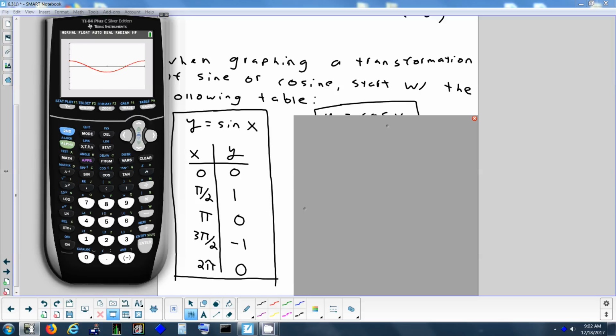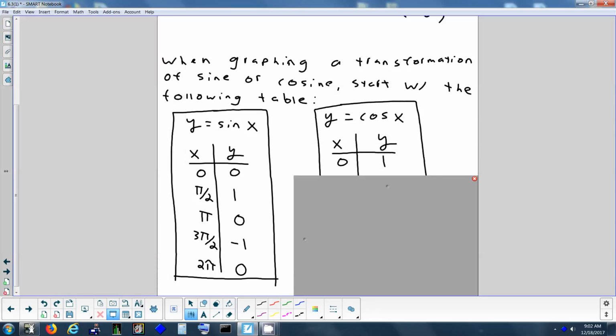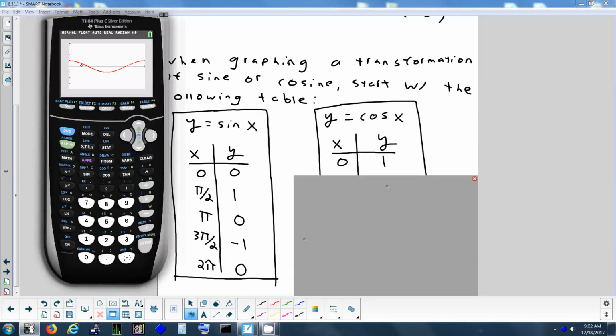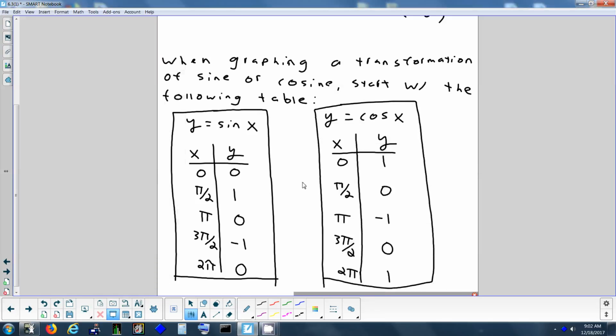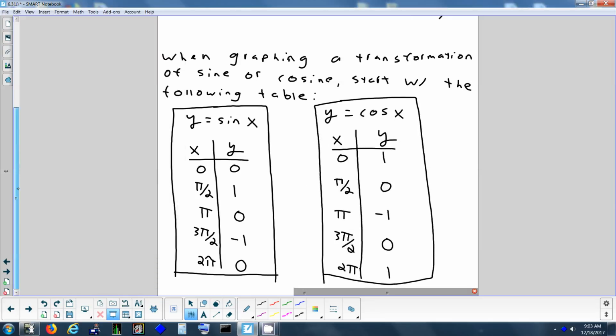Okay. So now when we're at 0, we're at the high point. We're starting at 1. When we get to pi over 2, we're at 0, then negative 1, 0, back to 1. And those are the 5 coordinates for the first positive period of cosine. Okay. Any question on those 2 tables?